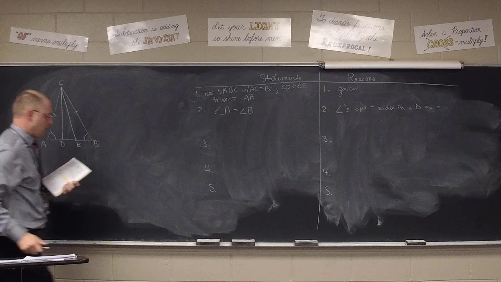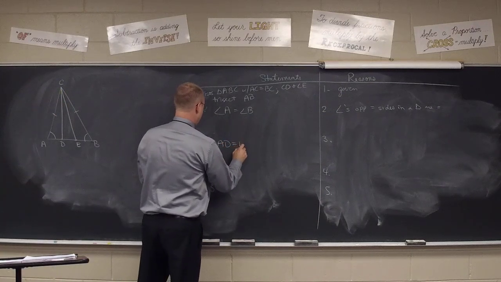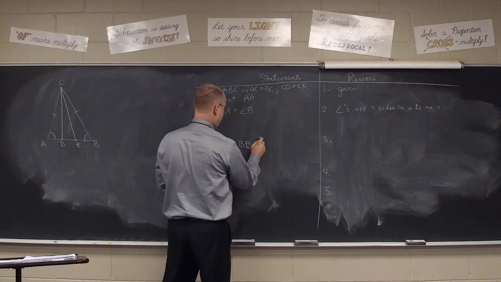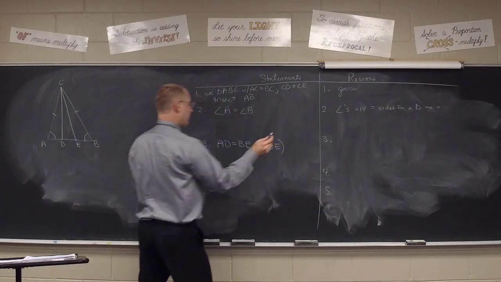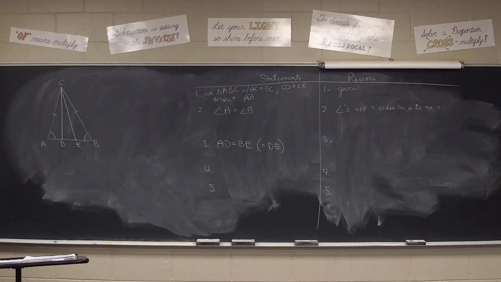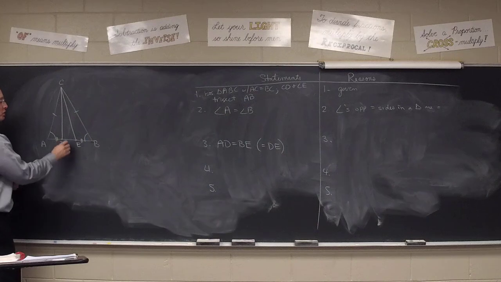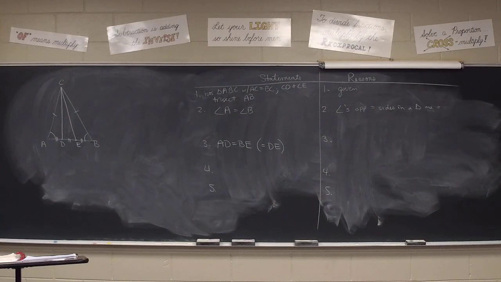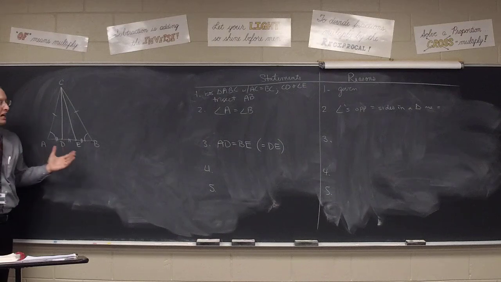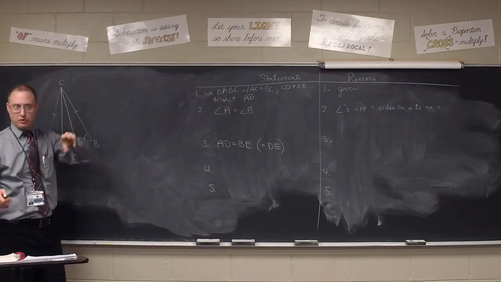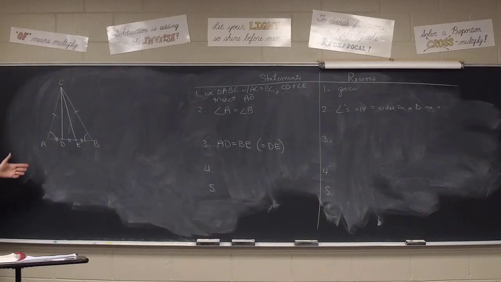All right, number 3, it said that AD equals BE, and by the way, they could have said equals DE if they wanted to. What would be our reason that AD, BE, and if we wanted to, DE, are all equal to each other? How do we know they're all equal? Lana? Well, I just put a subtraction thing, but no. Dylan? Definition of trisection, right? Trisect means to divide into 3 equal portions, right? Bisect divided into 2 equal parts. Trisect divided into 3 equal parts.